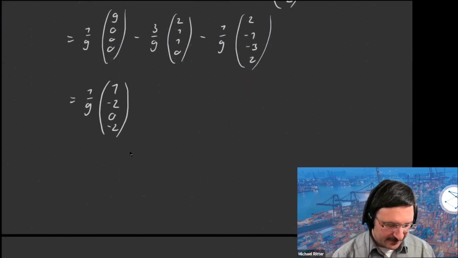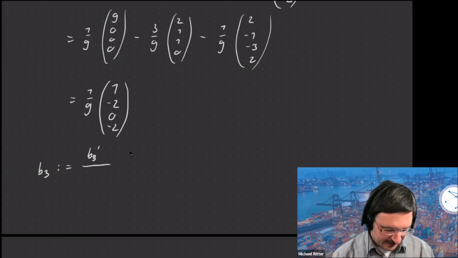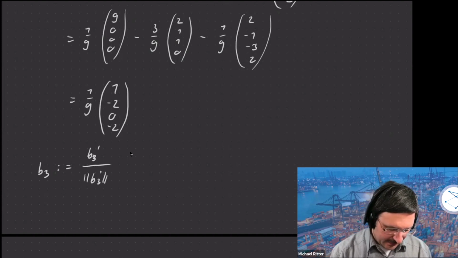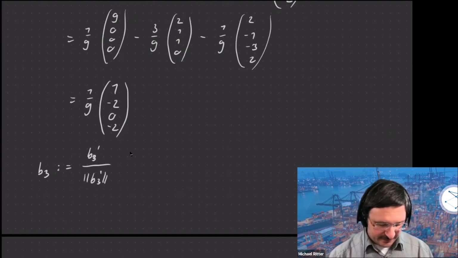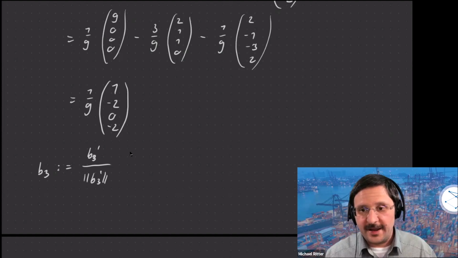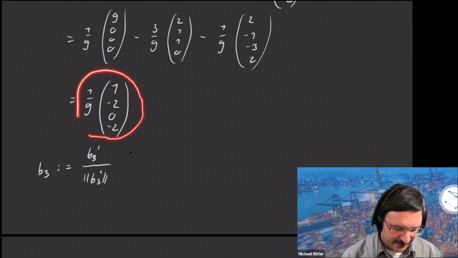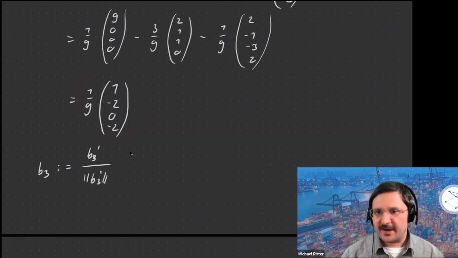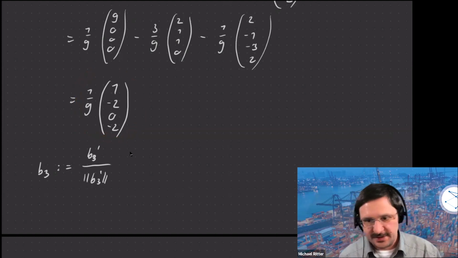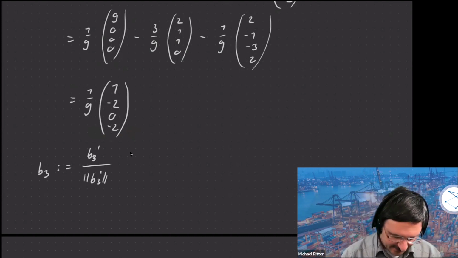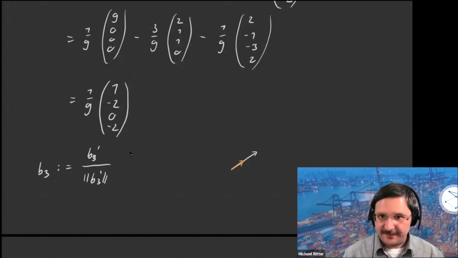And to get B3, what I'm doing is I'm taking B3 prime and I'm dividing it by the norm of B3 prime. And of course, as the result will have a length of 1 anyway, it doesn't really matter whether I take this vector here and normalize that, or whether I first scale it and then normalize the result, right? So if I have a vector like this, I normalize that, I would get this here. So that's the same vector with length 1.